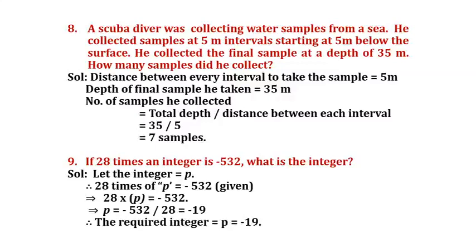So for every 5 meters he is taking a sample. This is 5 meters, 5 meters, 5 meters, 5 meters, 5 meters, 5 meters, 5 meters. The 35 meters is the last sample he has taken. So if you divide the total distance by each subdivision distance, which is 5 meters, you will get the number of samples he has taken, which is 35 by 5, which is 7 samples he collected.